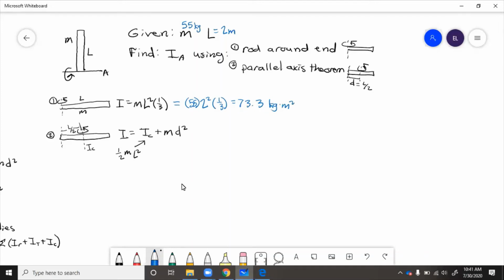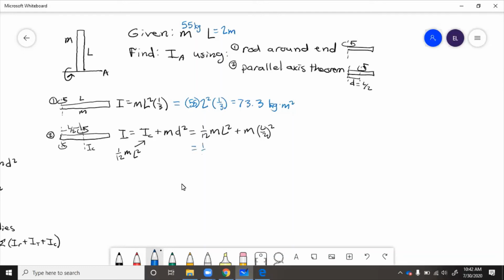Now for the parallel axis theorem, for this we will have moment of inertia around the center, which is 1/12 m L squared, plus m times d squared, and in this case, distance from the center of mass to this axis of rotation is half of the length. So m times L over 2 squared.